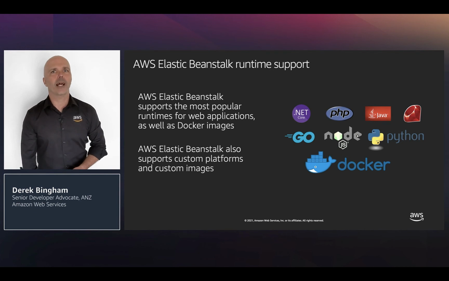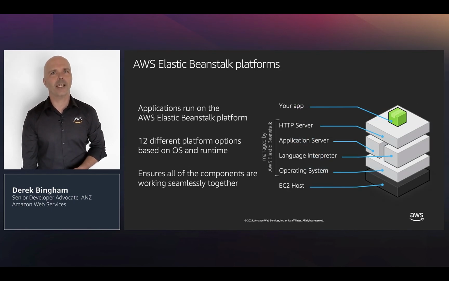We support many popular language runtimes, and you can even bring your own Docker containers if you've already done the work to containerize your app with its runtime dependencies. Besides the application runtime itself, Elastic Beanstalk manages quite a few other components as well. Starting with an EC2 host, Elastic Beanstalk manages the host operating system along with the application server and the language interpreter used to run your web app. It also takes care of the HTTP server itself on the host, and it puts your code in the right place so that everything works in harmony together to serve your application properly.